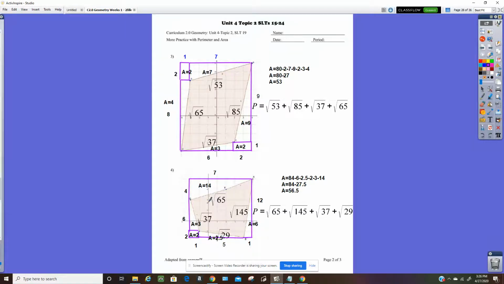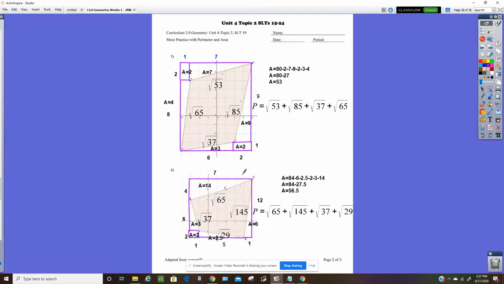And then number 4, I drew this rectangle here. It's 7 by 12. There's 1, 2, 3, 4 right triangles, and then this small rectangle here. That's 2 by 1. Find the area of each of these triangles.